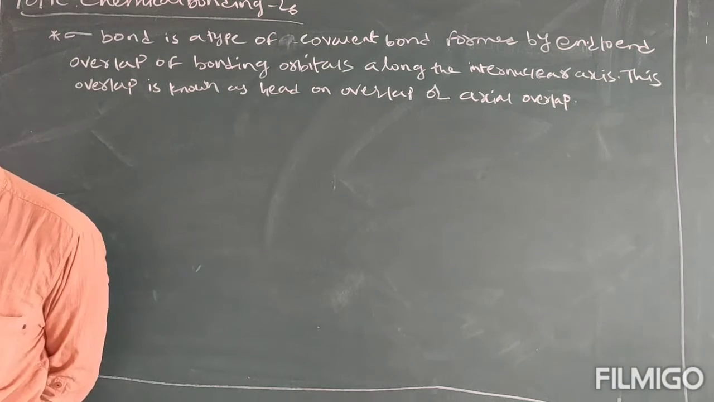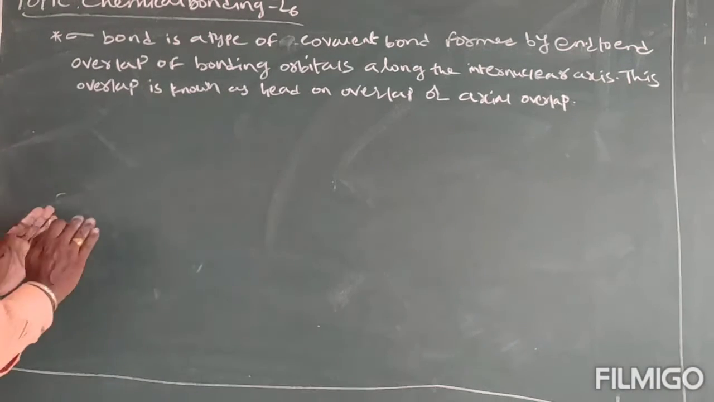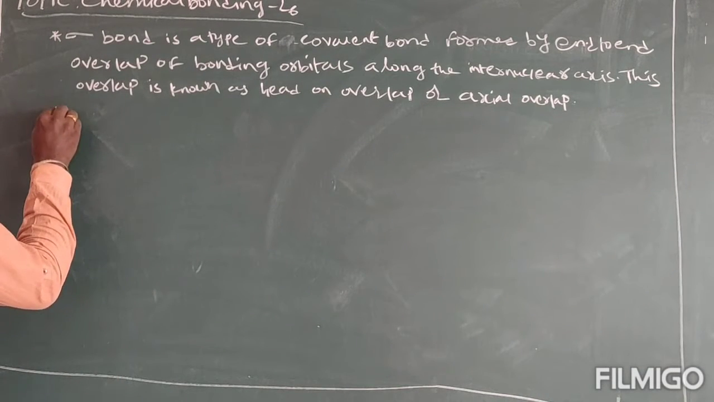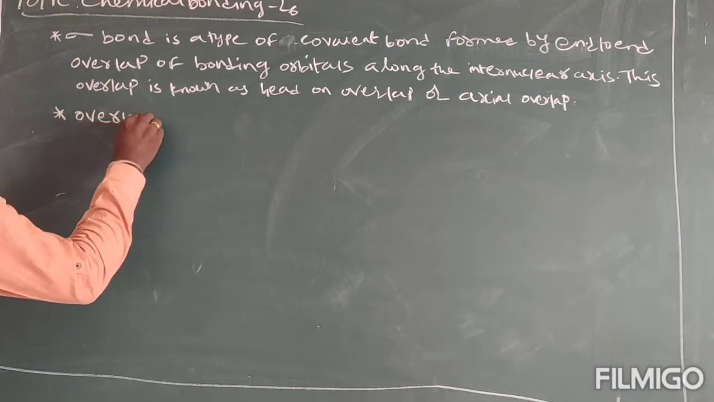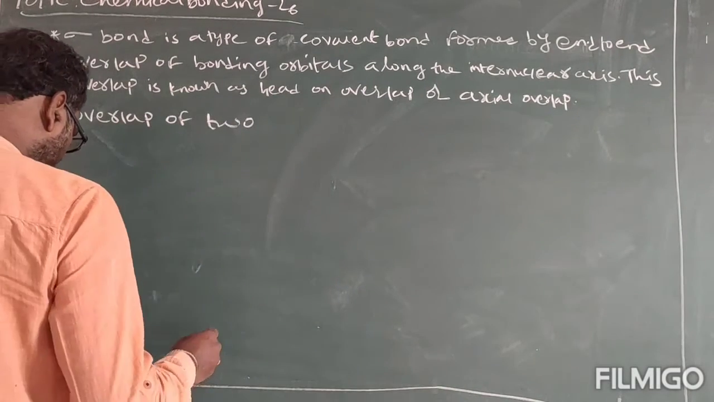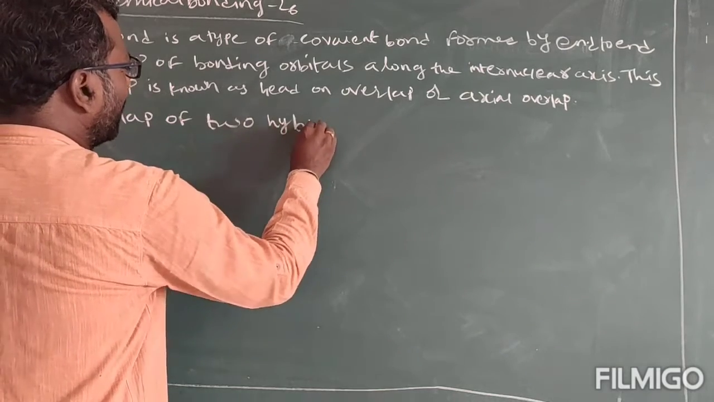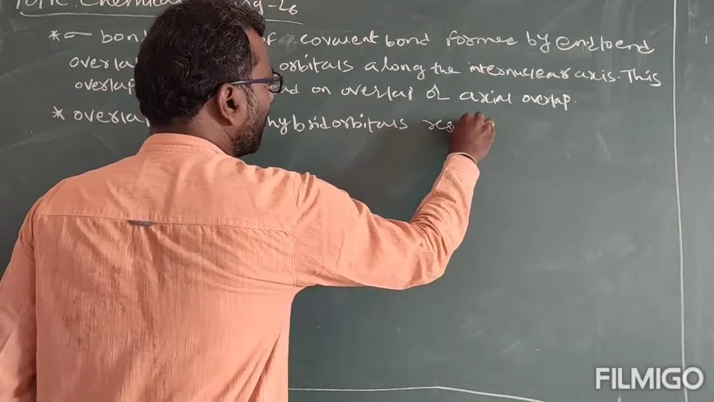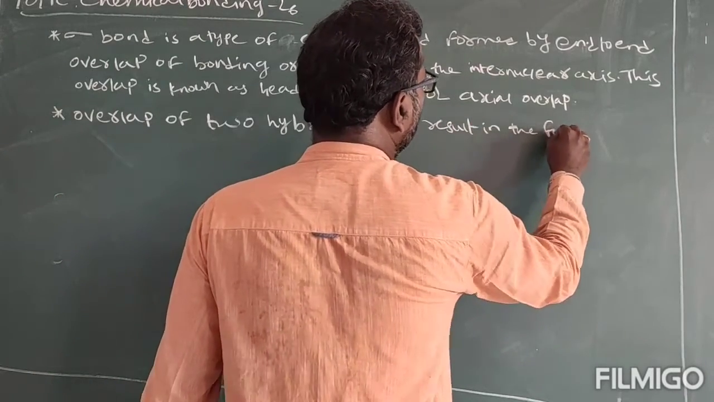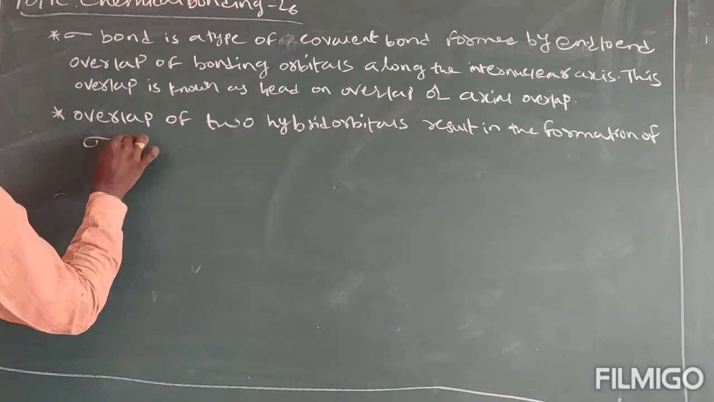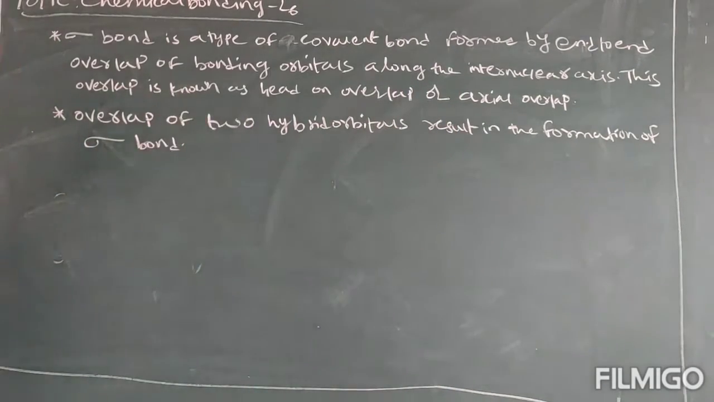Okay, overlapping of two hybrid orbitals always results in a sigma bond only. This is an important point. Overlap of two hybrid orbitals results in the formation of a sigma bond.